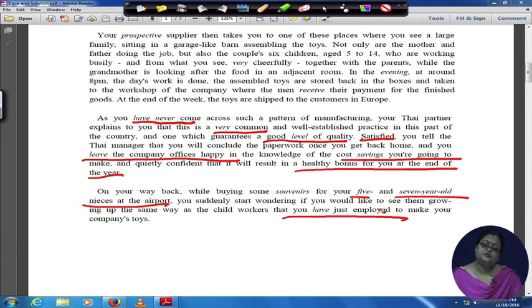So, this again puts you as a production manager in a dilemma: you are buying the souvenirs for your 5 and 7 year old nieces at the airport, and do you want them to grow up the same way as the child workers that you have just employed to make the toys for your company?